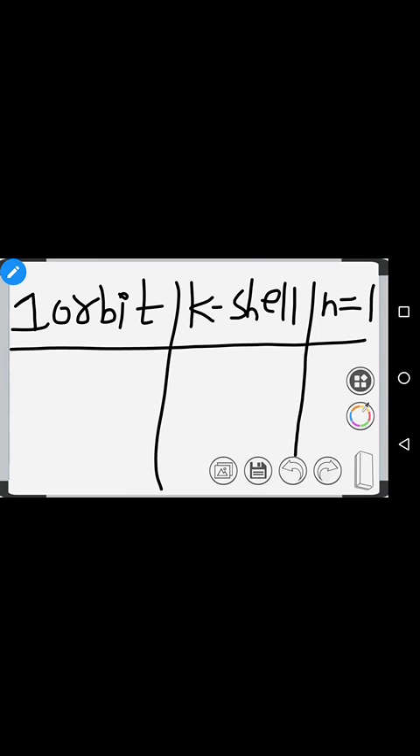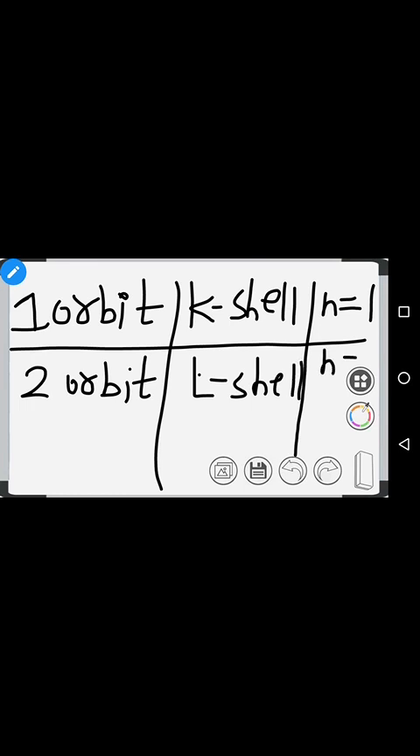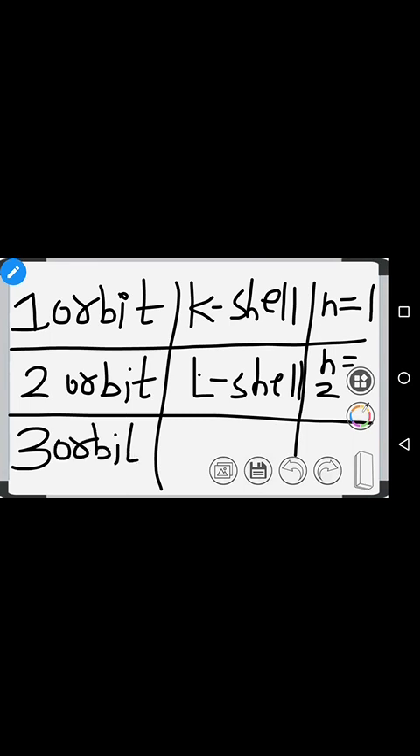When you go to fill this, it is very easy. The second orbit, after K the next letter is L shell, very easy. Here n is equal to 2. Third orbit, M shell, here n is equal to 3. Like that it will go on. You can extend this diagram for the N shell and the O shell.